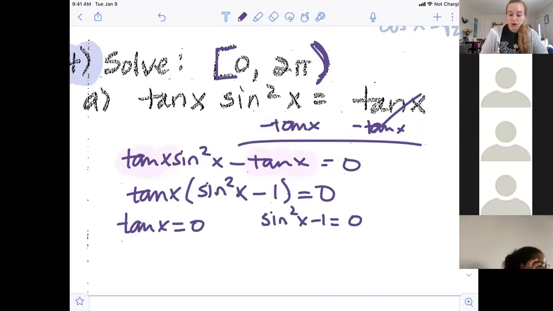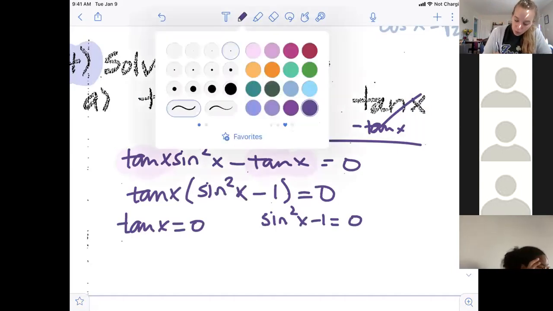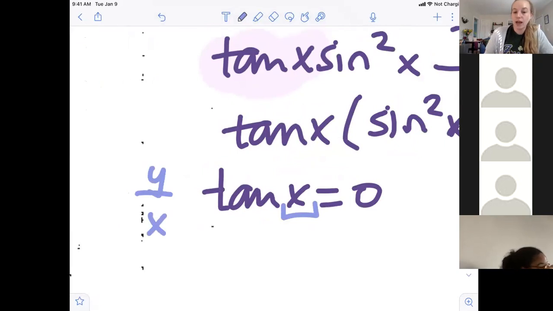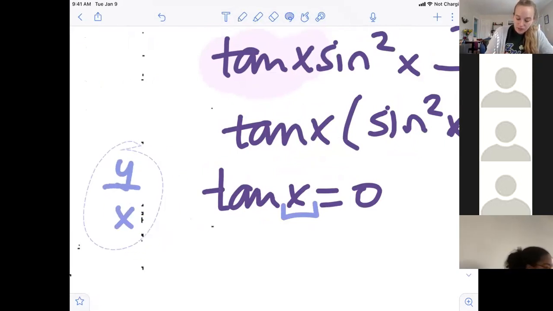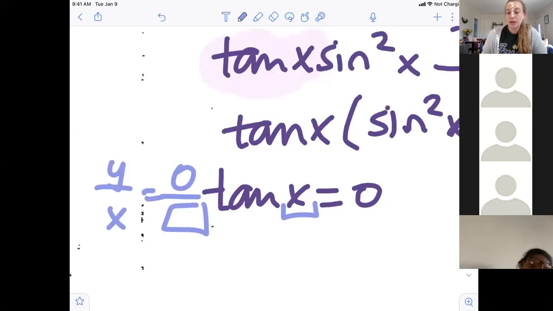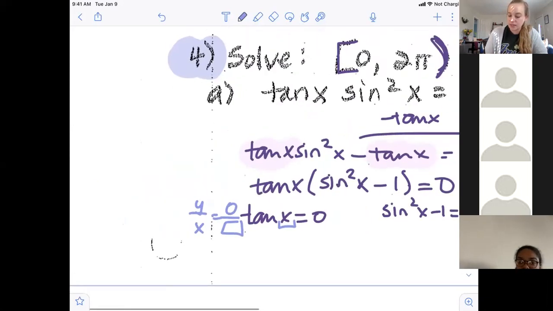That means that we're going to figure out what angle has my tangent, or my y over x, equal to 0. Well, we know that for y over x to equal 0, we have to have a 0 on top and something else on the bottom. So the question in my head is, okay, what angle has a y of 0, between 0 and 2 pi?